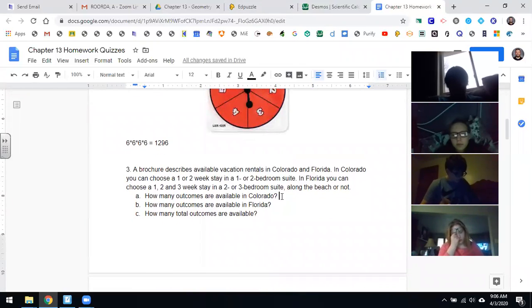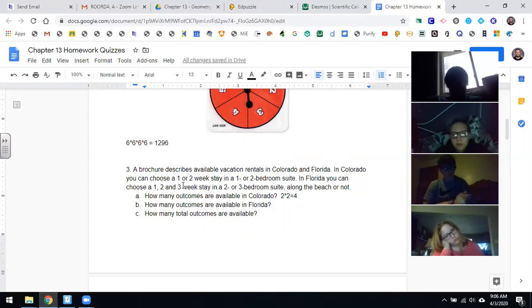Now, number 3, we're talking about options you can have at a hotel. It says in Colorado, you can choose a 1 or 2 week stay, so 2 choices, and a 1 or 2 bedroom suite, so 2 choices. So 2 times 2 would be 4 different options you could have, right?